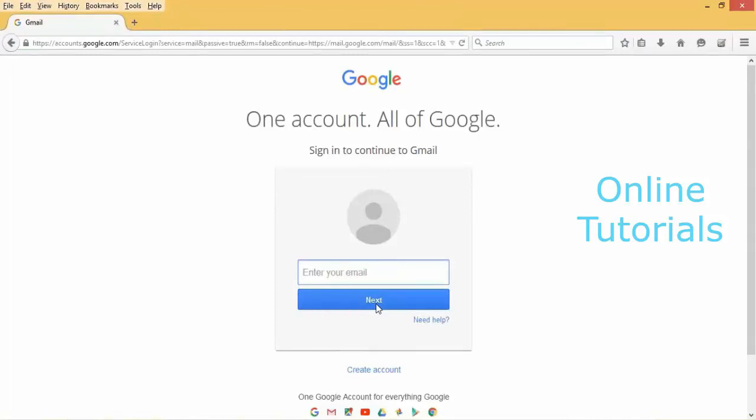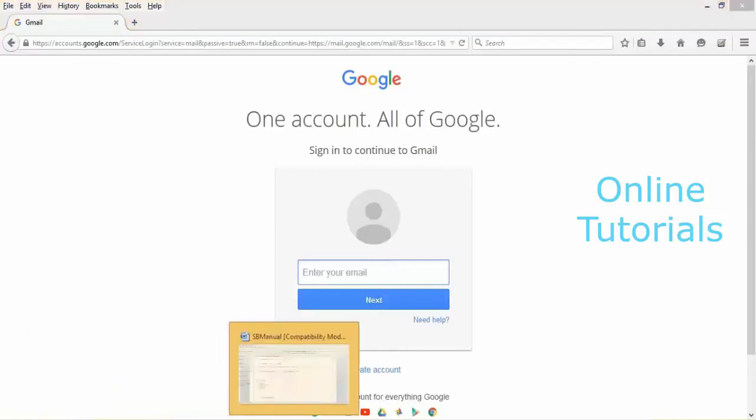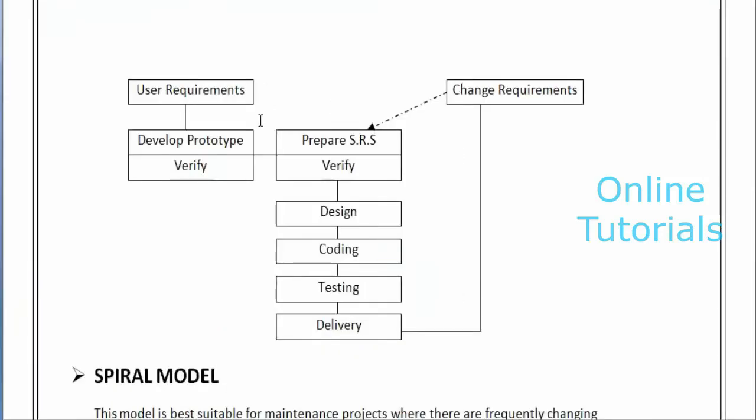Yeah, I got it. Basically, instead of a flow chart, they create a screenshot. They go with the same process, but before starting it they have to clear the requirements. First they get the requirements from the customer. After that, they develop the prototype and verify it. If it is perfect, then they go for preparing SRS, design, coding, testing, and delivery. If it is maintenance, then a change request comes into the picture, and again they do modifications according to the requirements.